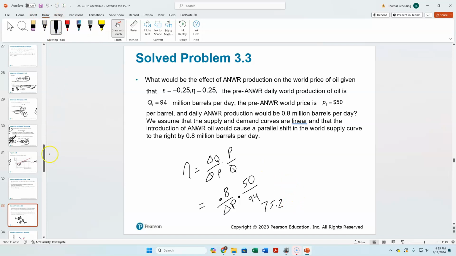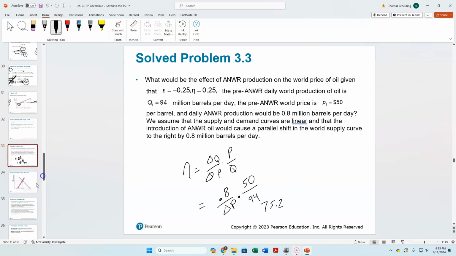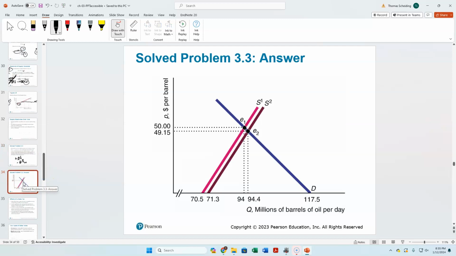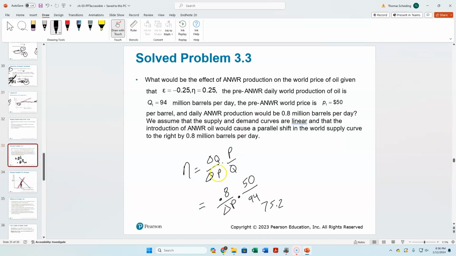And to give you an idea of graphically what we've now solved for, at that price we've actually found this price right here. Sorry, I'm trying to draw it straight here. Okay, so let's go back here.